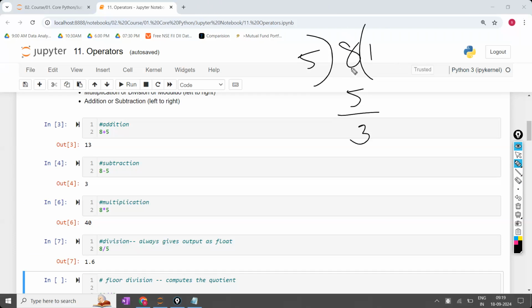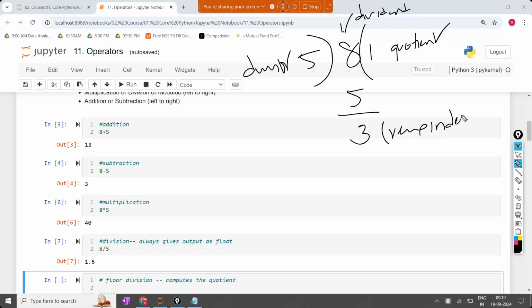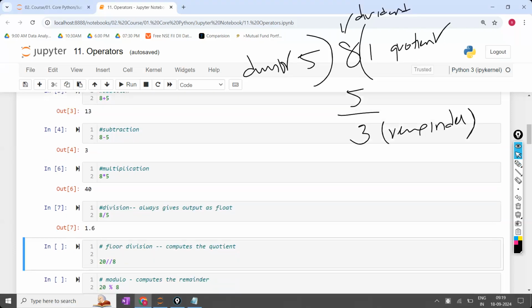Now, what is this called? This is called the dividend. What is this called? The divisor. And what is this called? The quotient. And this is called the remainder. Now in this case, you got the quotient as 1 and the remainder as 3. How to get that quotient? The floor division will give the quotient. Floor division means quotient only. So if I write 8 floor division 5, it is going to give me the quotient value.